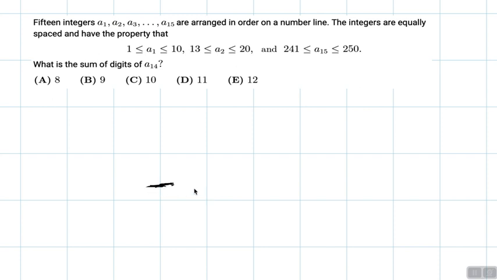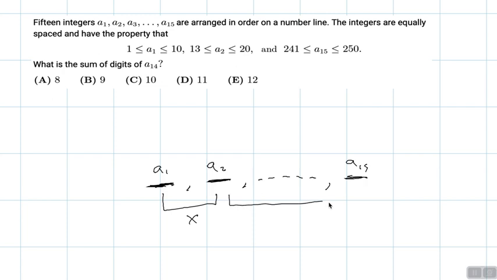We can start by writing out these digits. So this is a sub 1, a sub 2, all the way to a sub 15. Since these are evenly spaced, we'll call the difference between these two integers x. So the difference between a sub 2 and a sub 15 is 13 times x. It's going to be true that a sub 2 plus 13x gets you a sub 15.